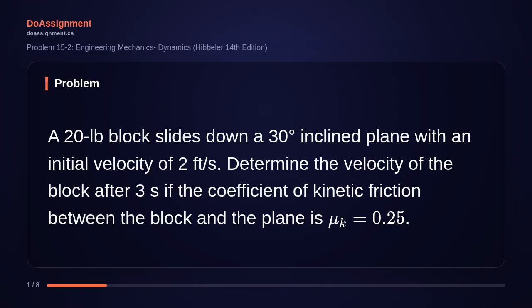A 20-pound block slides down a 30-degree inclined plane with an initial velocity of 2 feet per second. Determine the velocity of the block after 3 seconds if the coefficient of kinetic friction between the block and the plane is μk equals 0.25. Now, let us work through the solution step by step.